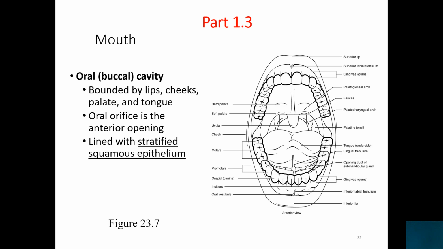Here is a picture of the mouth, and it's just another name for the oral or buccal cavity. So the oral cavity is bounded by lips from the front, cheeks on the lateral sides, palate on the superior, and tongue on the inferior. The oral orifice is the opening of our mouth. And the inside of the oral cavity is lined with stratified squamous epithelium. As you remember, those would be many layers of mostly squamous cells.